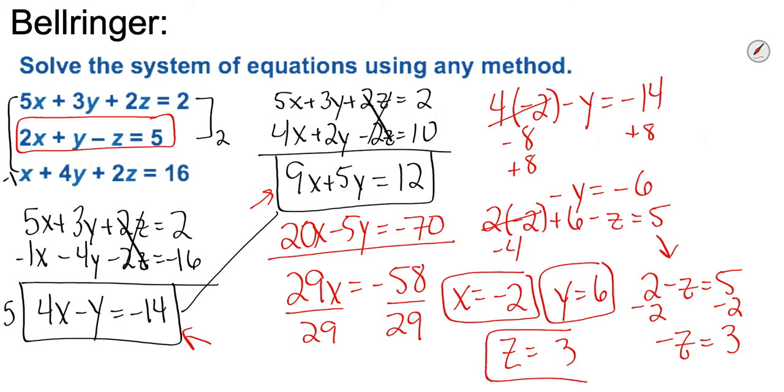So that one worked out fairly nice. So we have an ordered triple of, I'll write it up at the top, -2, 6, and -3.